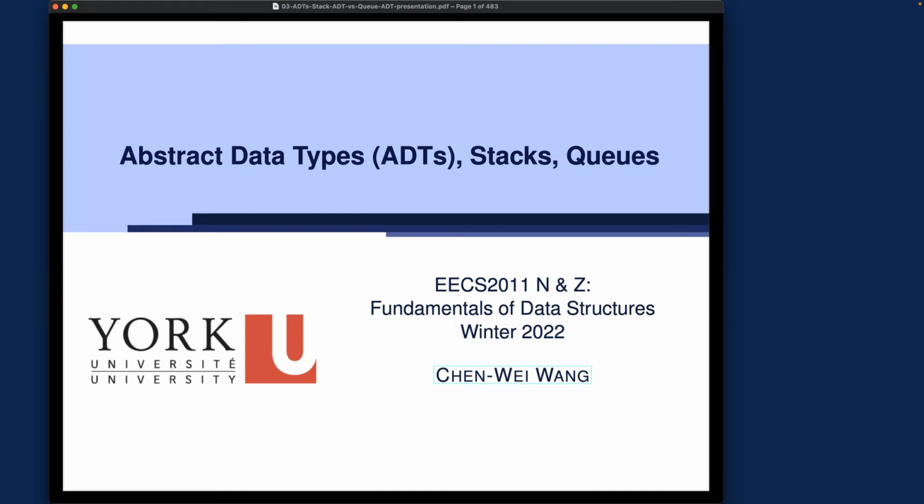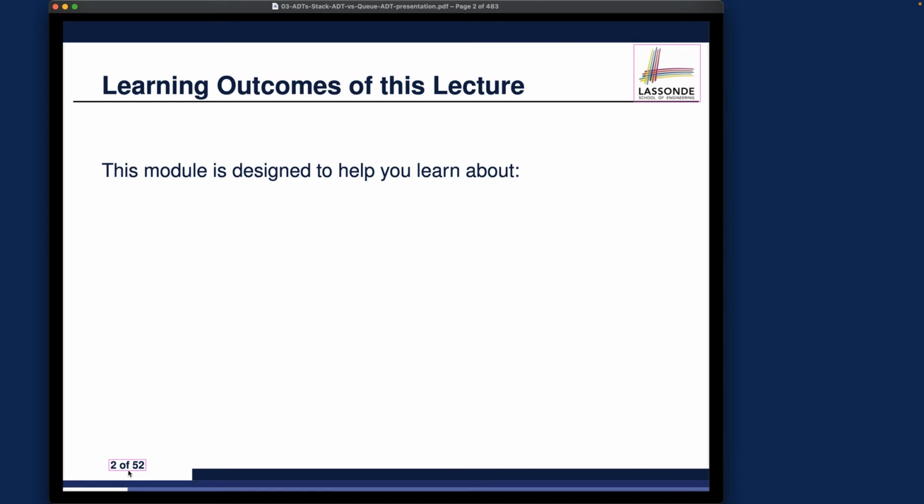Right, and before I talk about the data structure like stacks or queues, I would like to talk about the notion of abstract data types and also modularity. These are very important software design concepts that you want to have whenever you design your software for your algorithm. Let's talk about the learning outcomes quickly.